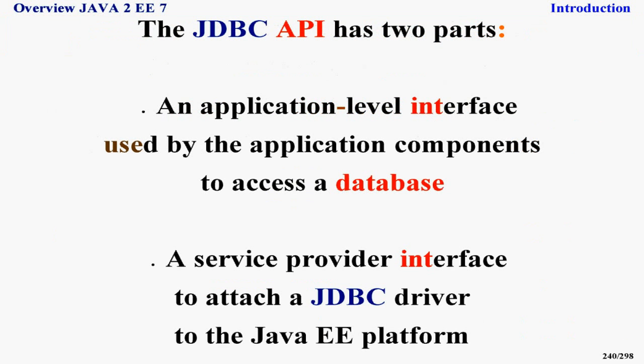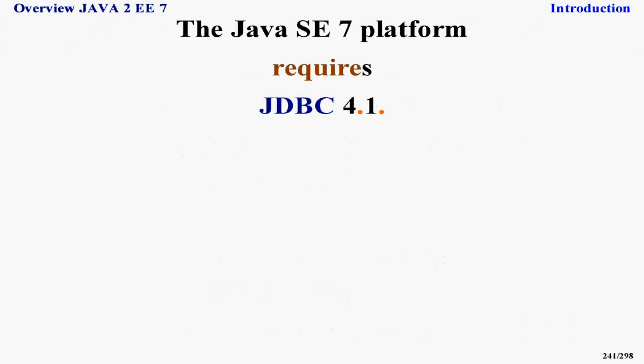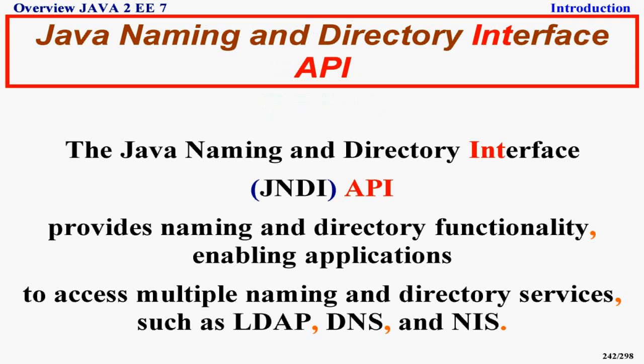The JDBC API has two parts: an application-level interface used by the application components to access a database, and a service provider interface to attach a JDBC driver to the Java EE platform. The Java SE 7 platform requires JDBC 4.1. Java Naming and Directory Interface API.